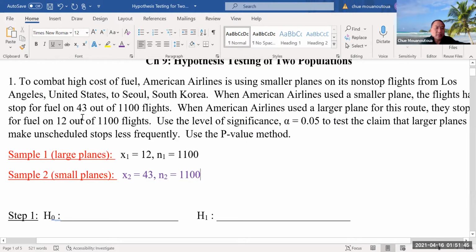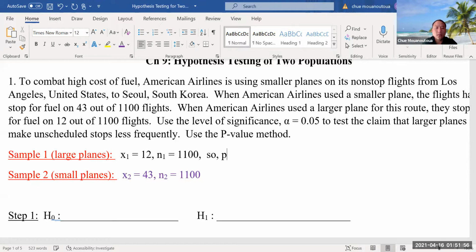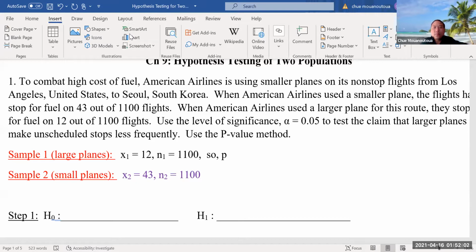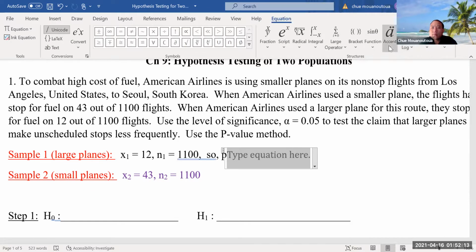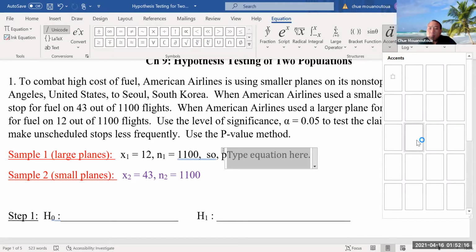Now, because of this X out of N, we're going to do a p hat. How do you insert the p hat symbol? Let me put the p hats. Where does it go? There.